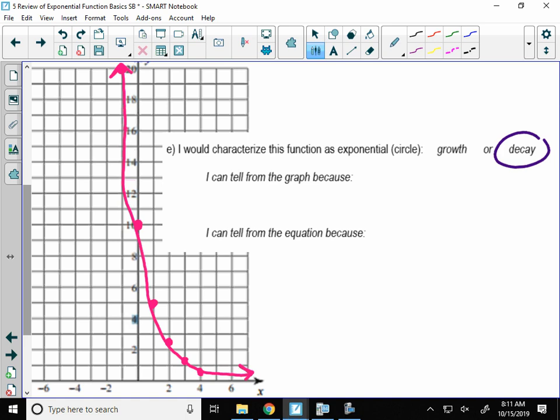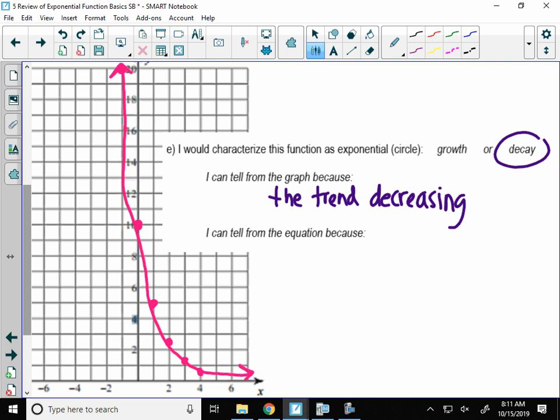My graph is going down from left to right, and I know it's kind of curvy and goofy, but you know what it's supposed to look like. I can tell from the graph that it's decay because the trend is decreasing. Okay, we've talked about intervals of increase and decrease. Well, this trend, the whole graph, is decreasing, so it's exponential decay.